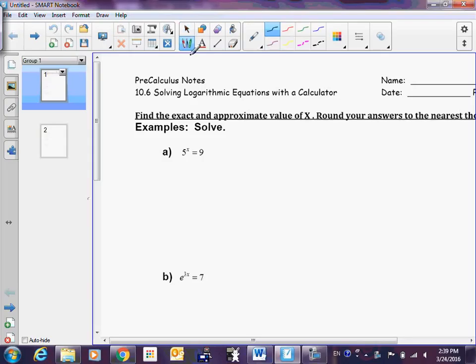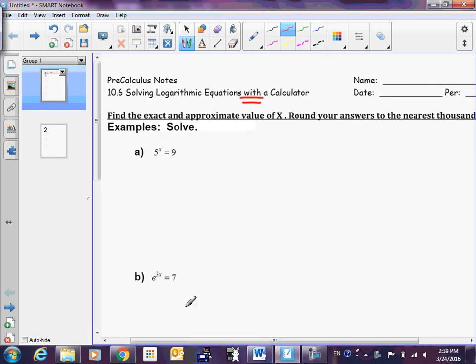All right, so we just got through spending 2 days doing these things without a calculator. Today, we are going to solve them with a calculator. Now, keep in mind, it may say exact answer and it may say approximate. The approximate answer is always going to be the decimal. We're going to talk about how to find both of these. If you do get a decimal, you round to the thousandth, which is 3 decimal places. That's pretty standard in calculus, so that's what we do in pre-calculus.